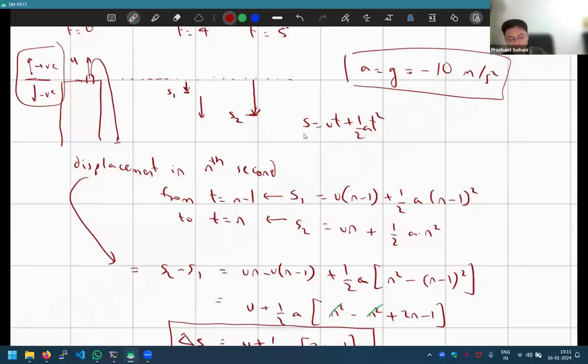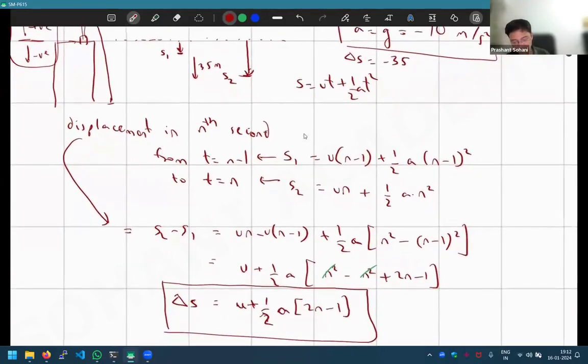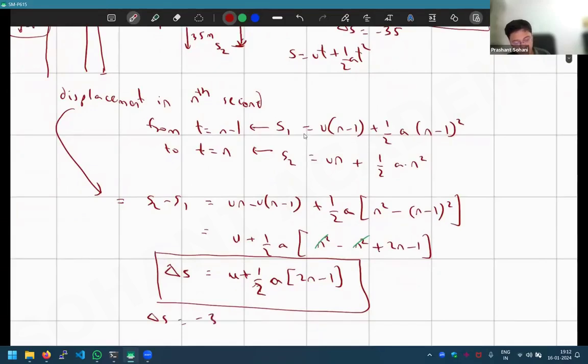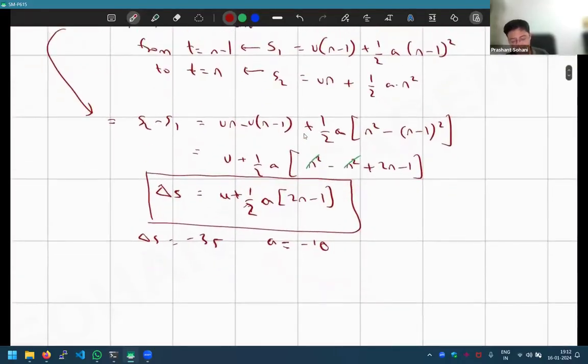And what else? What about the displacement itself? That is also downwards, right? Because the object is traveling downwards, right? So the change is 35 meters in the negative direction. So therefore, delta S is also minus 35. So if I plug both of these values in my formula, right? So delta S is minus 35 and the acceleration is minus 10. Okay. And what else do I know? I know n also, right? n is 5, right? Because this is the fifth second we are talking about. So in this formula, everything else is known and u is the only unknown variable. So we should be able to substitute and complete the calculation, right?